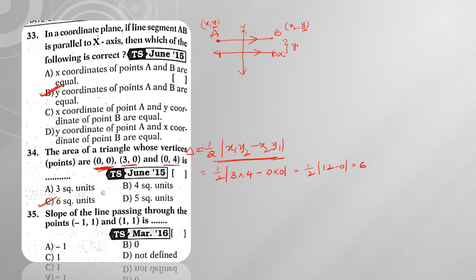Next, the slope of the line passing through the points minus 1, 1 and 1, 1. Already we know the formula to find the slope: y2 minus y1 by x2 minus x1. y2 minus y1 means 1 minus 1, by x2 minus x1 means 1 minus of minus 1. So this gives me 0 by 2 which is equal to 0. If slope is 0, then we can say that it is the slope of a line parallel to the x-axis.